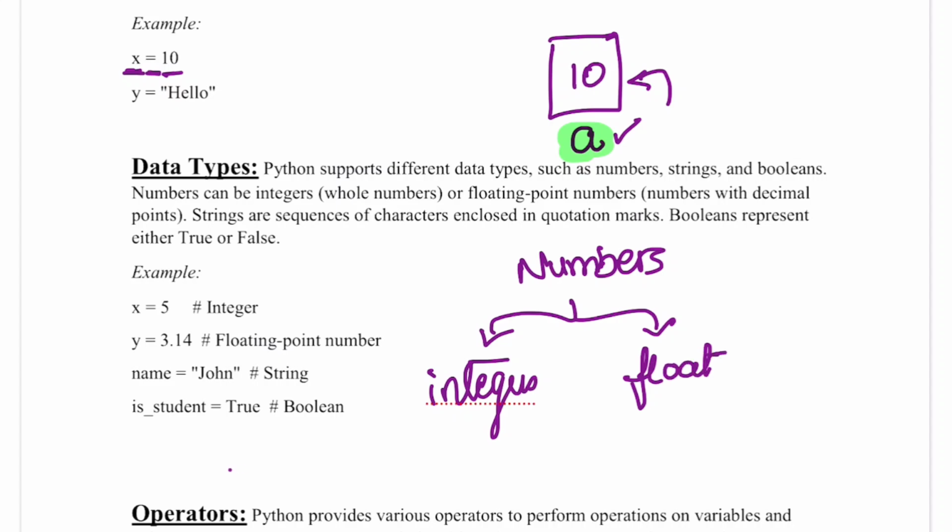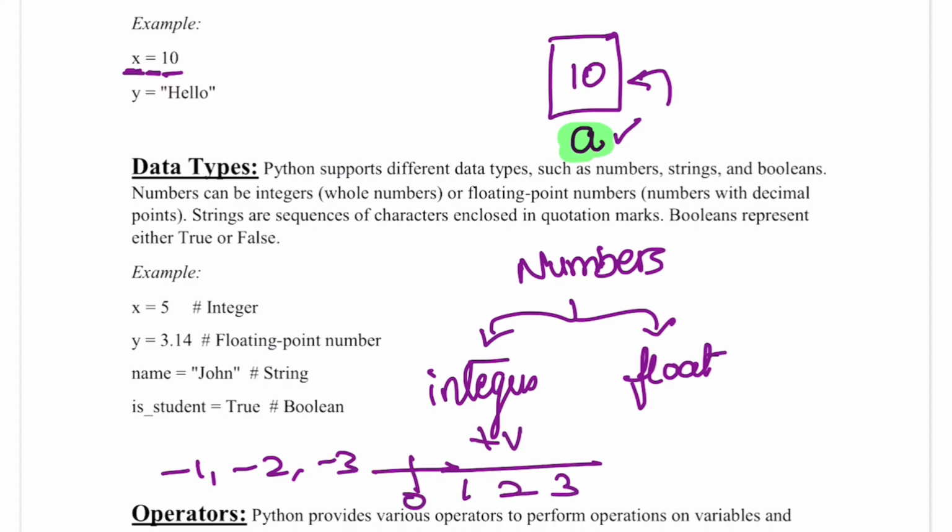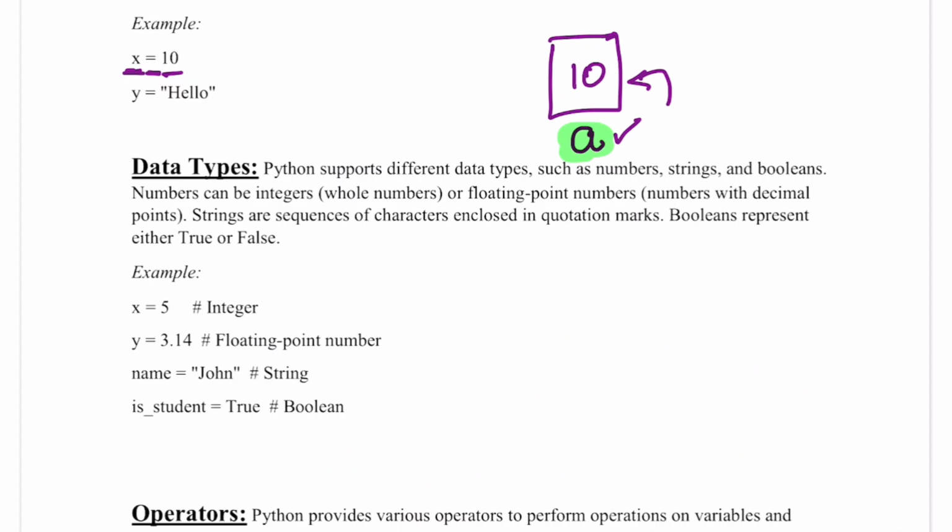Integers are whole numbers, means for example -1, -2, -3. Then we have 0. Then we have the positive numbers like 1, 2, 3. So all these numbers from minus to positive are called integers, the whole numbers. But whenever there's a point, there's a decimal, so we have that under the category of float values.